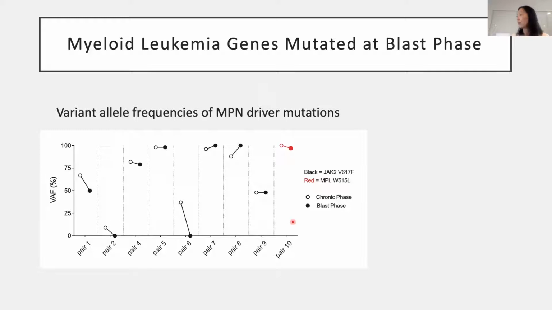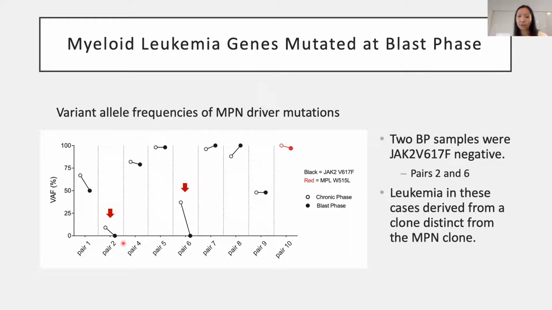When you focus just on MPN driver mutations and look at the variant allele frequencies that were present at chronic phase and blast phase, you can see that in pair 2 and 6, the JAK2 mutation was actually no longer present at blast phase diagnosis. So in these 2 cases, this indicates that the leukemia was derived from a clone that was distinct from the MPN clone.